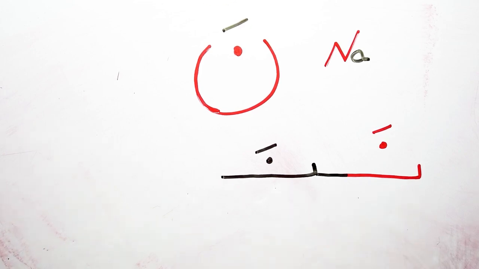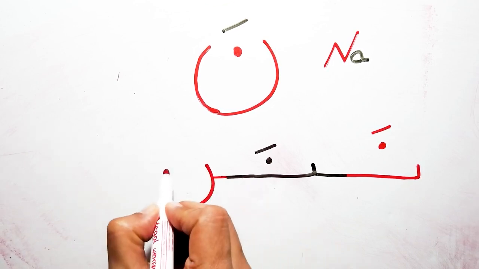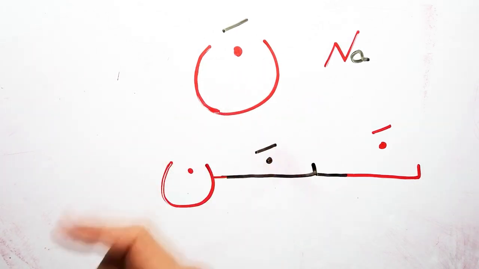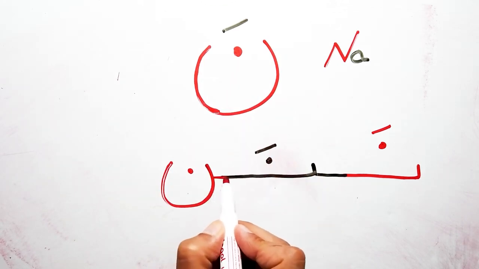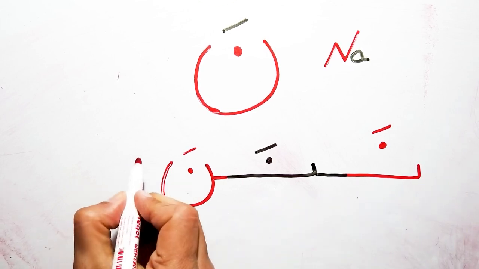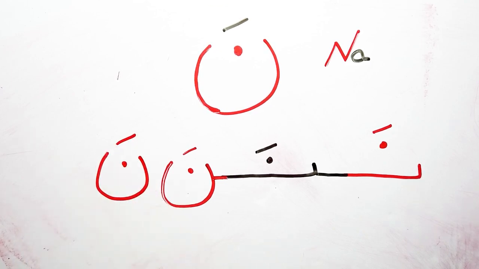Okay. And ne in the end of the word, it looks like this. It has the same shape of na out of the word, but we must add this line. Don't forget this line. Okay. Let's read. Ne. In the end of the word, it can be like this as well. So we have 2 shapes of ne in the end of the word. We're gonna learn this later.